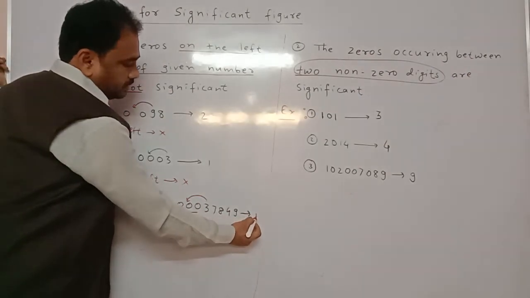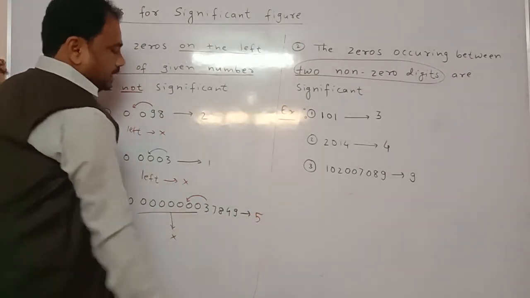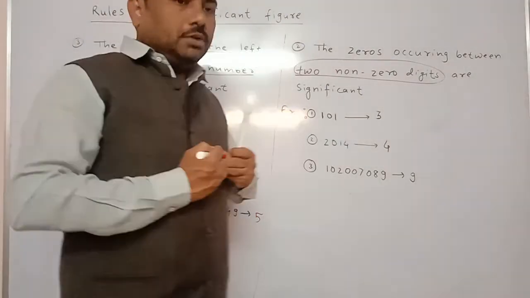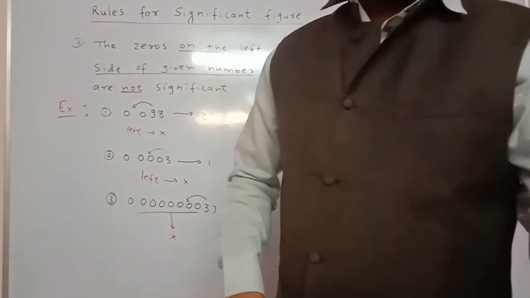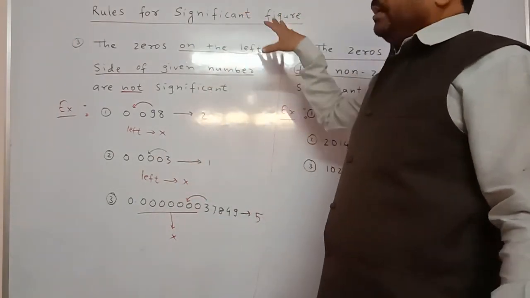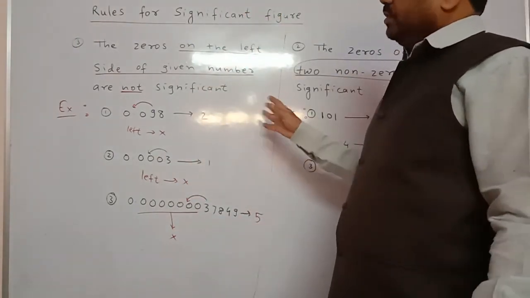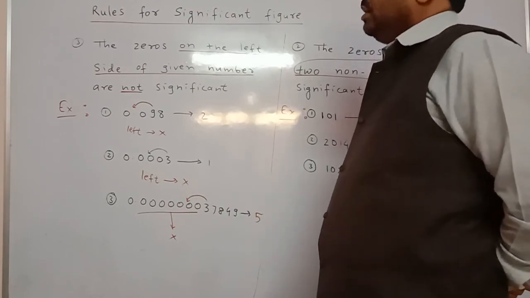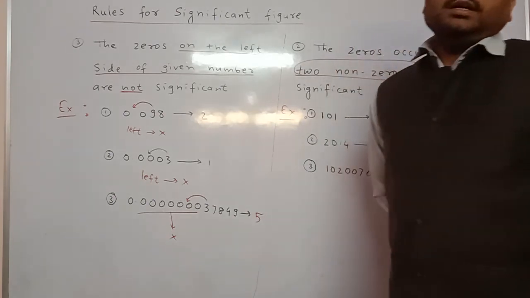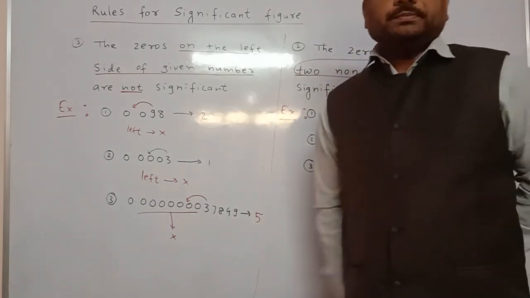So the significant figures are 5. In this way, these 3 rules are very important to decide significant figures. Okay, so you just have to remember these 3 rules, and the remaining 2 rules we will see in our next videos. Okay, thanks.